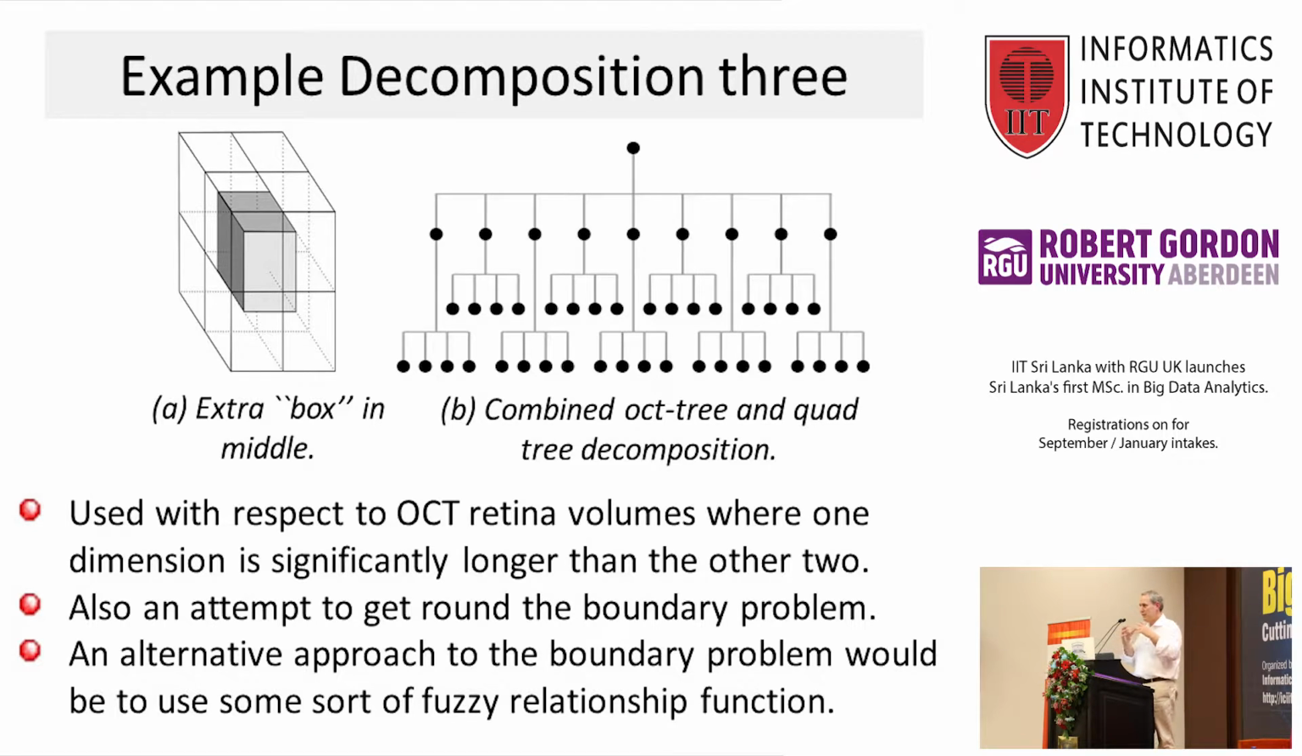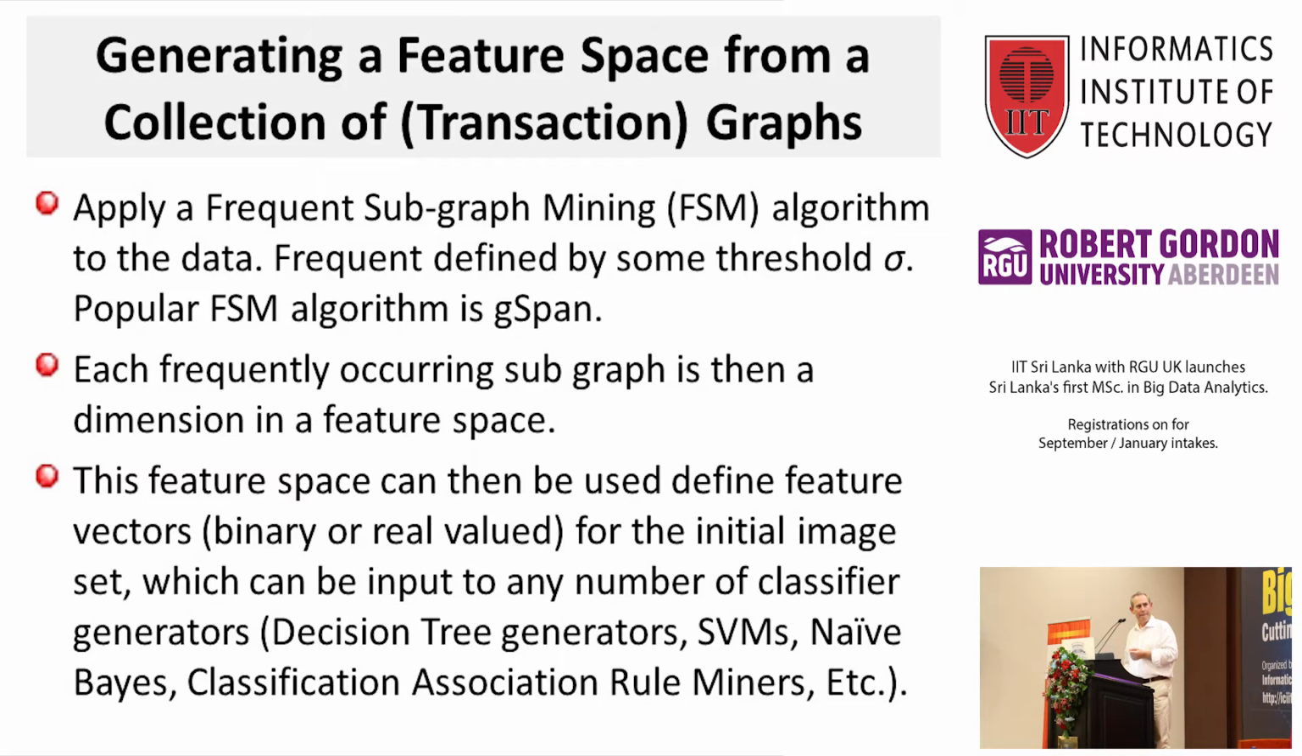The OCT retina scans are long, thin rectangles. So when we're decomposing, there's a danger that we get down to 1 pixel slices. So we did this slightly differently and included an extra box in the middle. And that partly gets around our boundary problem with the cells.